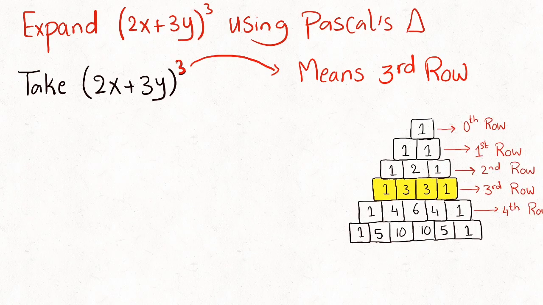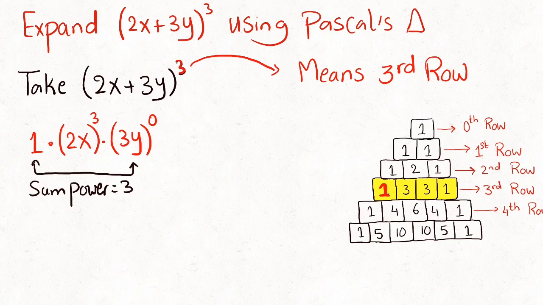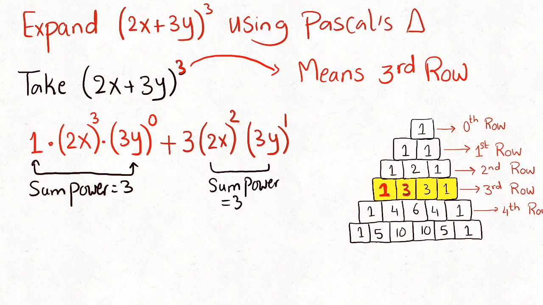Now, what you will do, basically the yellow part represents the coefficients of different terms. Thus you will say, okay, 1 times bracket 2x to the power 3, 3y to the power 0. Keep in mind the sum of powers should always be 3. Now, plus the second coefficient will be 3. Thus you will say 3 times 2x. Now you will go one degree below, to the power 2, and 3y will go one number up, 3y to the power 1, and the sum of powers equals 3.